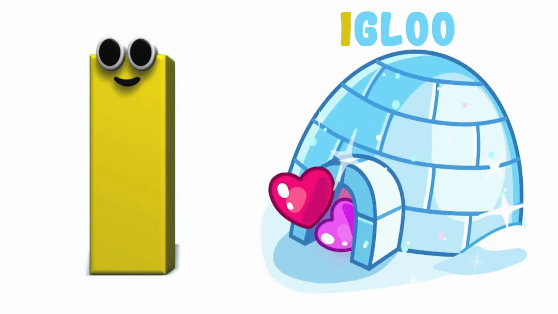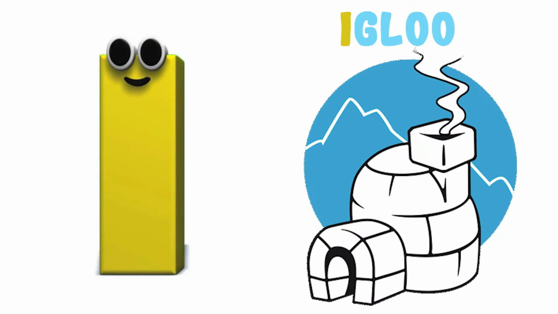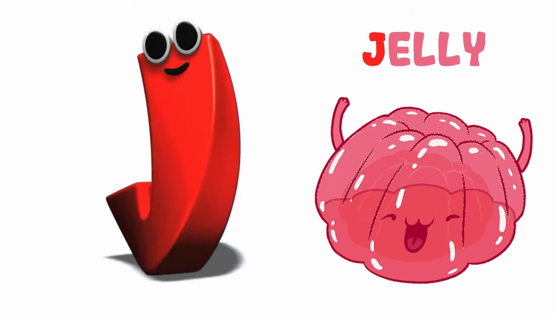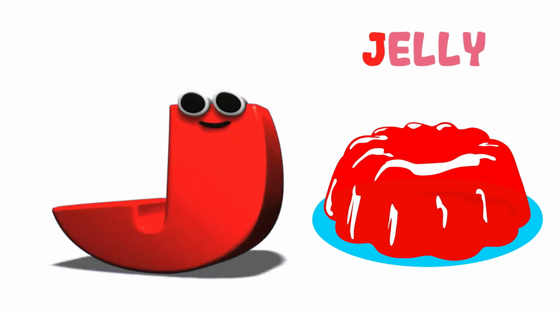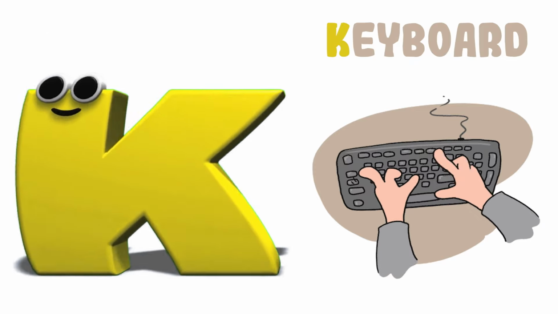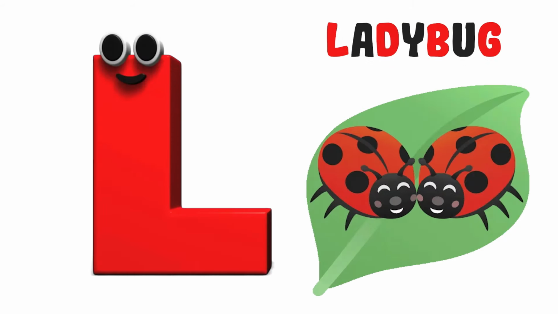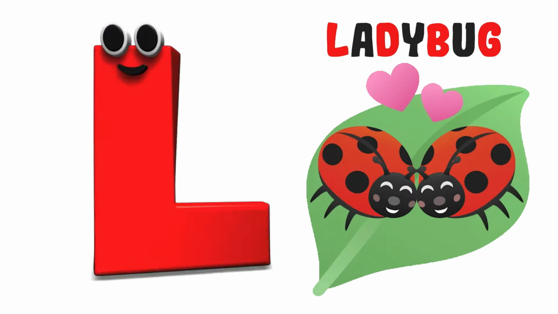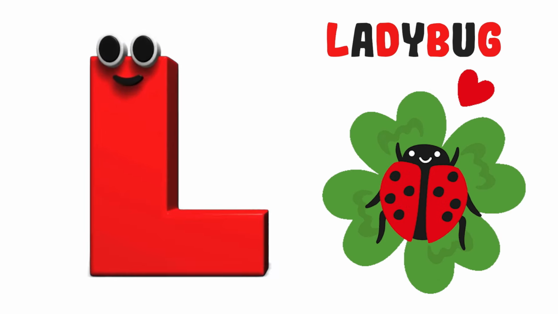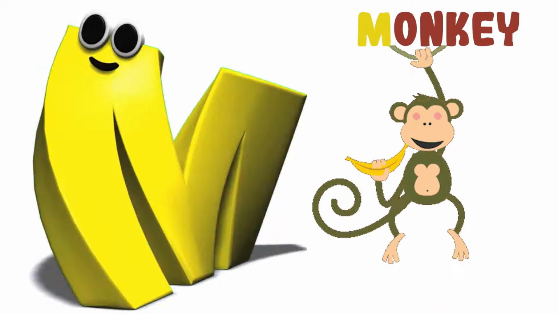Igloo, I, igloo. Jelly, J, jelly. K is for keyboard, k, k, keyboard. L is for ladybug, ladybug. M is for monkey, monkey.